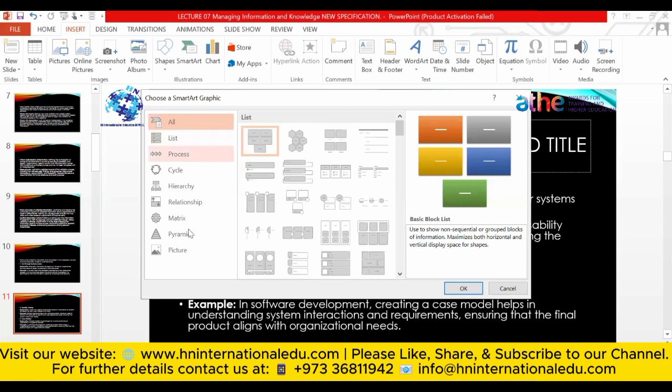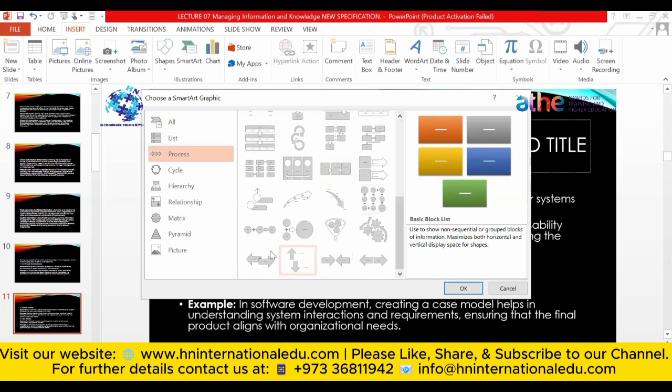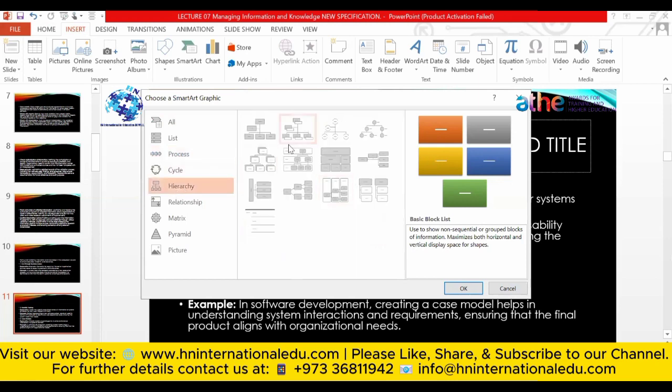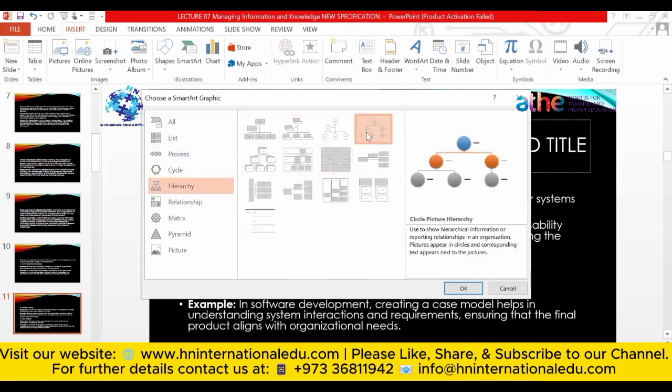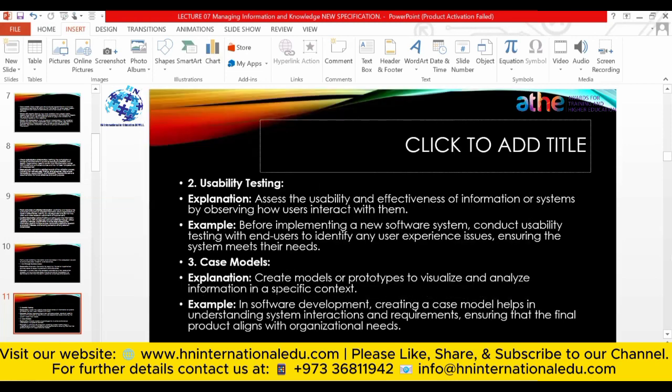In this, we can simply select anything. If you want to list something, if you want to show a process, there are so many prototypes for it, models for it. If I want to choose hierarchy, there are so many prototypes for it, models for it. And the colors, everything you can adjust by yourself, okay? For example, in software development, creating a case model helps in understanding system interactions and requirements, ensuring that the final product aligns with the organizational needs.